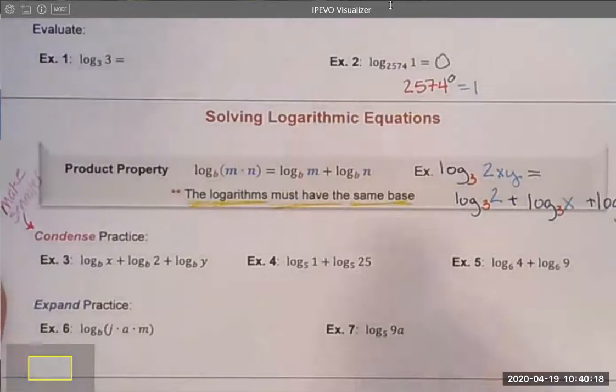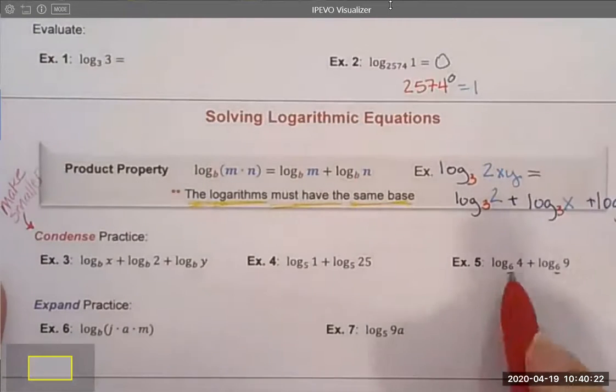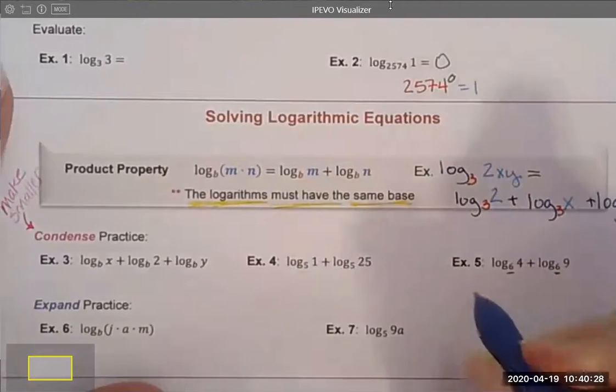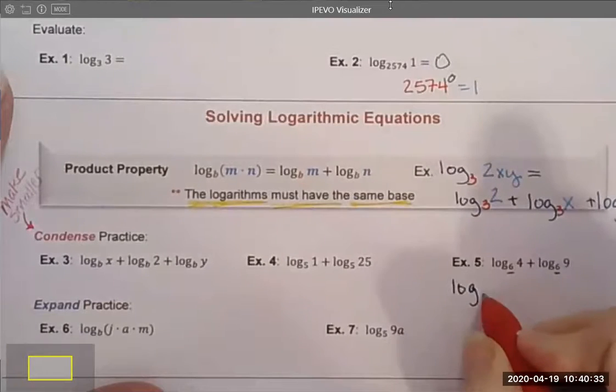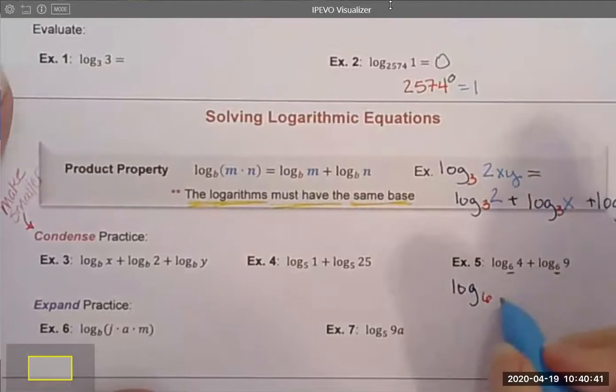Notice I have 2 logs that have the same base and they're being added together. So this property tells me I can write them as one statement. I can write log, I keep the base, which in this case is 6, and our property tells me that instead of adding the two logs separately, I'm going to write them together as a multiplication statement.